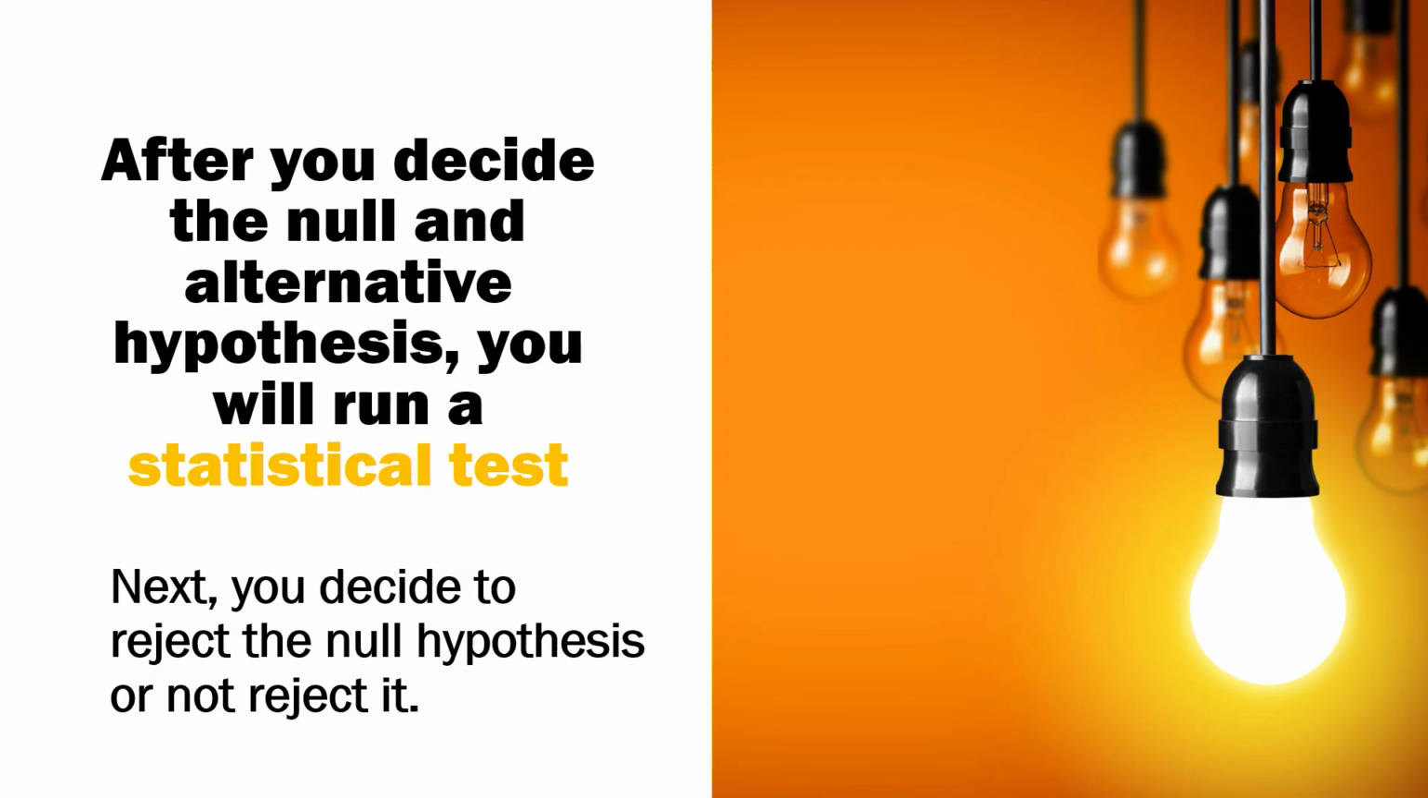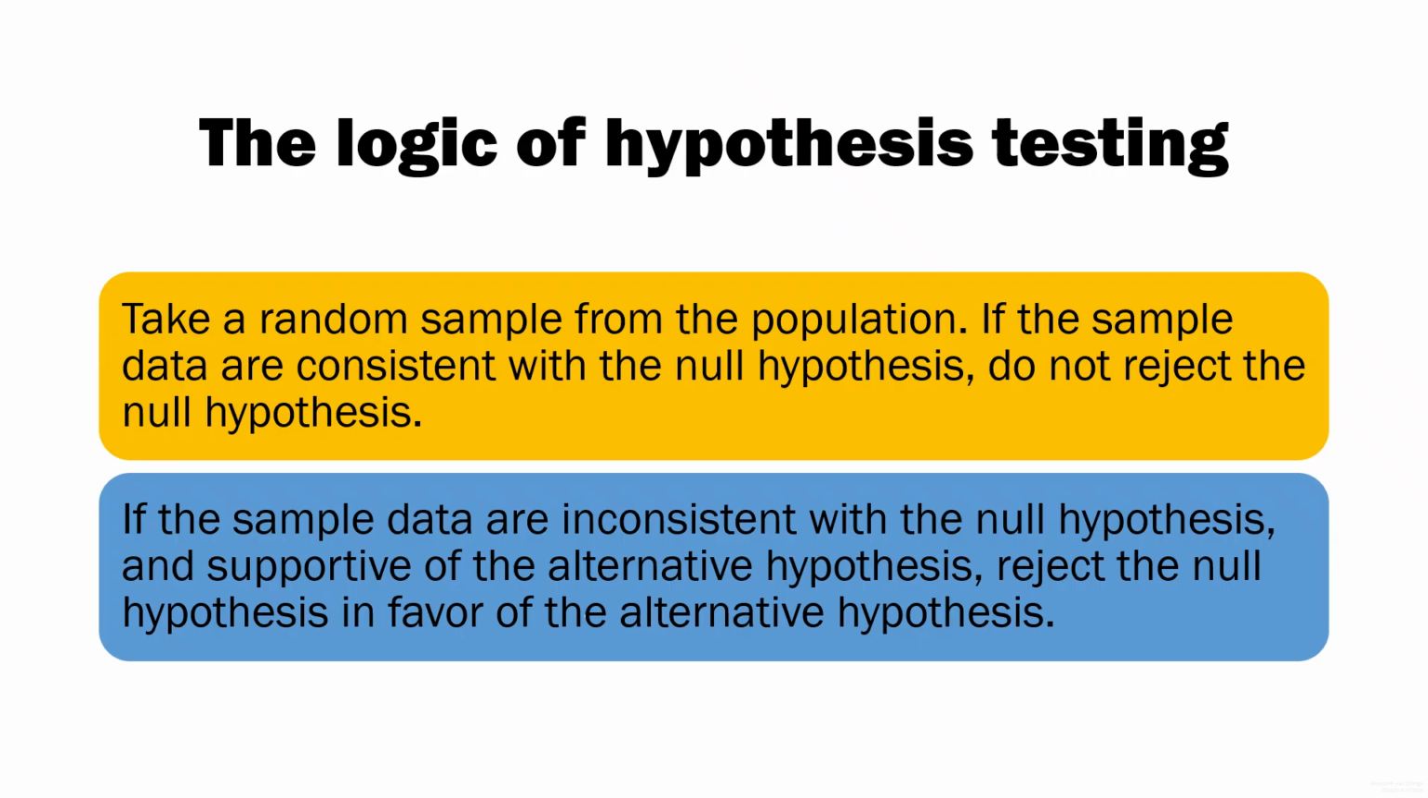After you decide on your null and alternative hypotheses, what you'll need to do is run some sort of statistical test. At this point, we'll just call it a test statistic: a statistic calculated from the data that is used as the basis for deciding whether we will reject the null hypothesis or not. This is the logic behind the hypothesis test. You take a random sample from the population, and if the sample data are consistent with the null hypothesis, you don't reject the null hypothesis. If the sample data are inconsistent with the null hypothesis and supportive of the alternative hypothesis, then you reject the null hypothesis in favor of the alternative hypothesis.